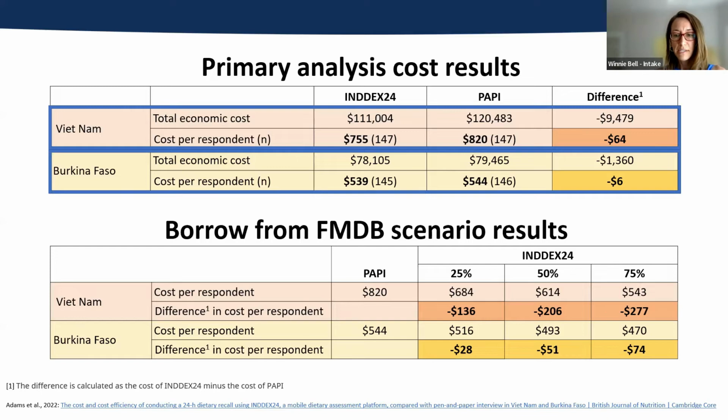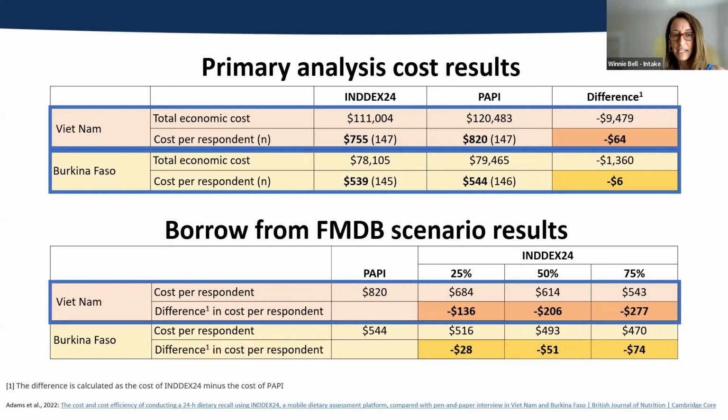The second table here is highlighting the Global Food Matters database scenario modeling results. Right now, the Global Food Matters database is really at the nascent stage, and when we conducted the cost studies, we were the first users of it, of course. We anticipate, however, that as future users of Index 24 expand, the existing data will allow for more borrowing and also lower relative costs with use of the platform.